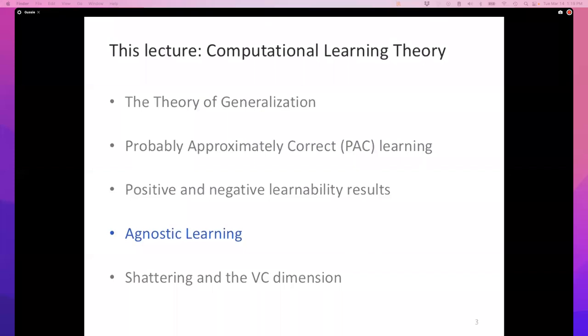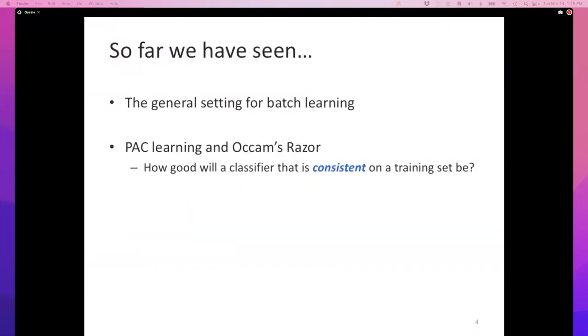So we're talking about agnostic learning now. What we've seen is the general setting of PAC learning, and in particular, we talked about this question of how good will a classifier be if the learning algorithm is guaranteed to produce a consistent classifier. That is, how good will a classifier consistent with the training set be in the future? The problem is this consistency. Why should a classifier be consistent with the training data? What if the classifier makes 1% error on the training data? Is that okay? Maybe it will do better in the future. Who knows?